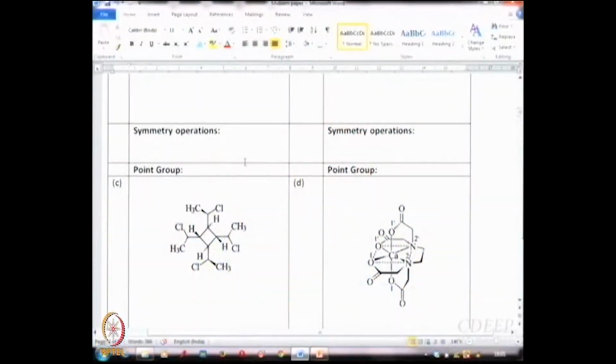This one. What is the name? Does anybody know the name? I don't. But which symmetry point group is it?